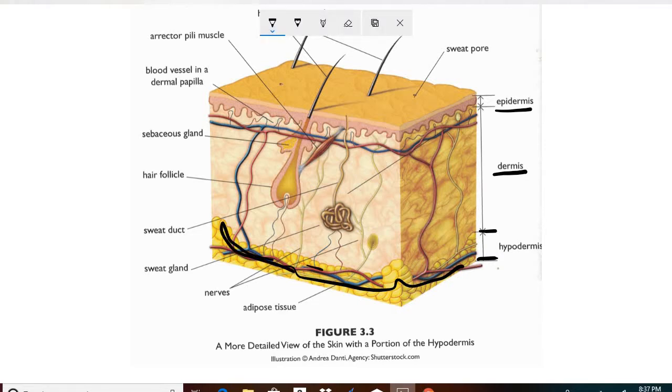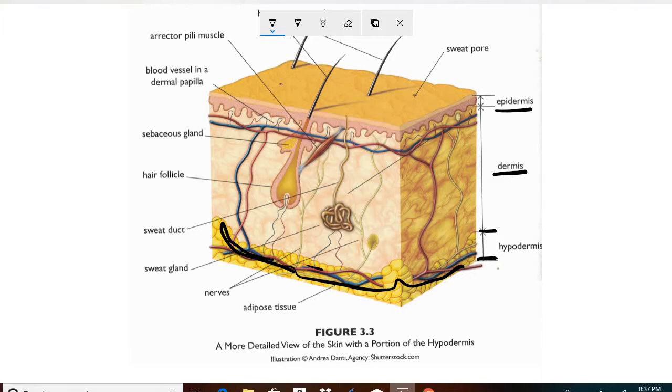So the hypodermis is underneath the dermis, and as I said previously, it's not part of the skin, but it's underneath the skin, and it would then attach the skin to muscle or bone.